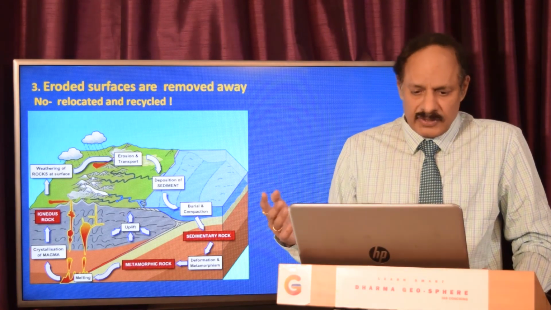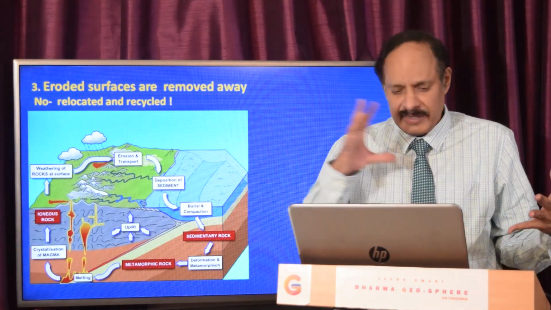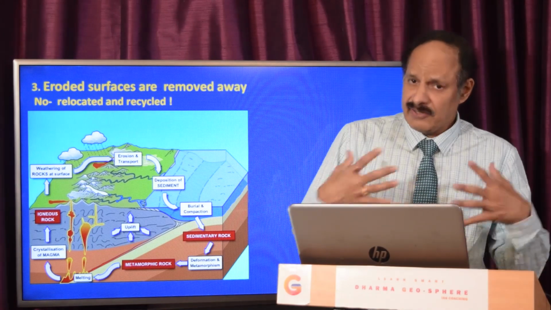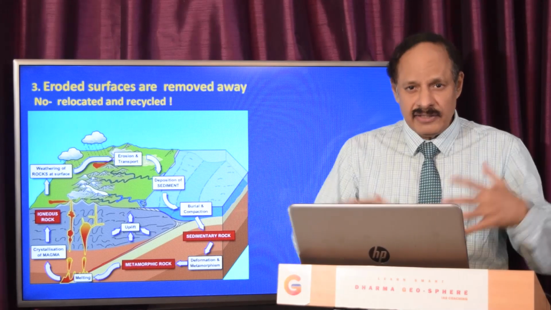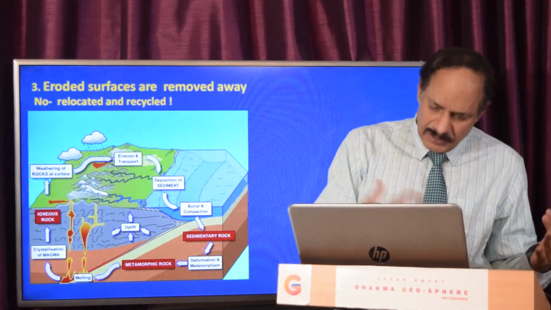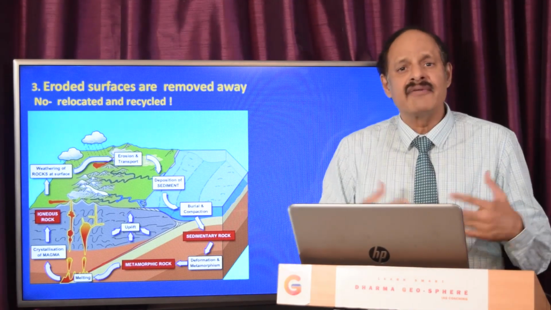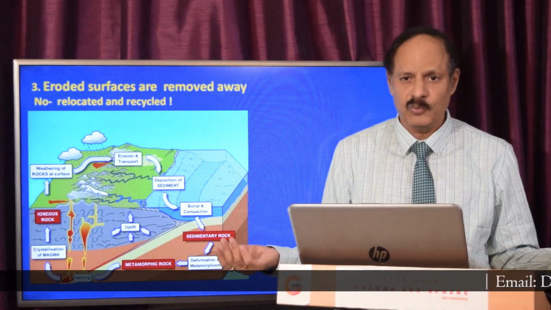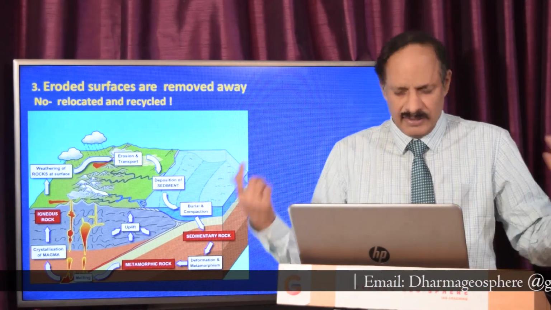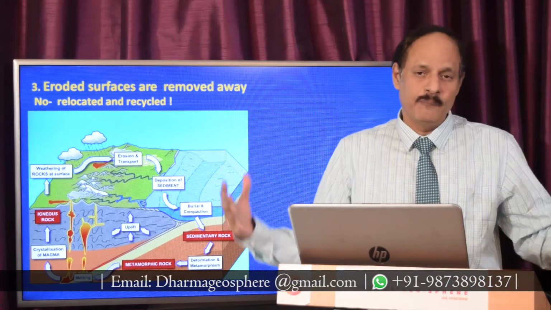And the myth that eroded surfaces are removed away and gone forever is not true. In fact, they actually get relocated and recycled, just like the rock cycle, the erosion cycle, and the erosion surfaces come back to the surface of the earth and then again start getting uplifted and further eroded. So you should remember that eroded surfaces are not removed away. It's a different thing that they may get buried or relocated, but they remain in the earth system.